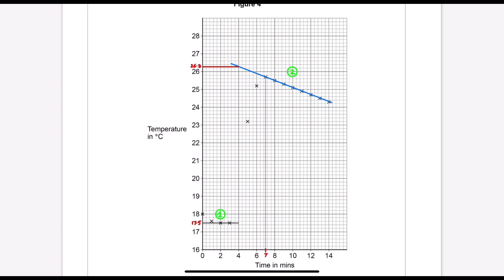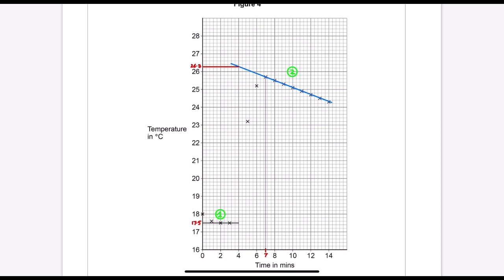The student needs to explain why the temperature of the mixture decreases after 7 minutes. We know that the maximum temperature at 7 minutes is about 25.7 degrees Celsius, and after that, it is dropping. The decrease in temperature is because a large amount of the heat produced is going into the surroundings.